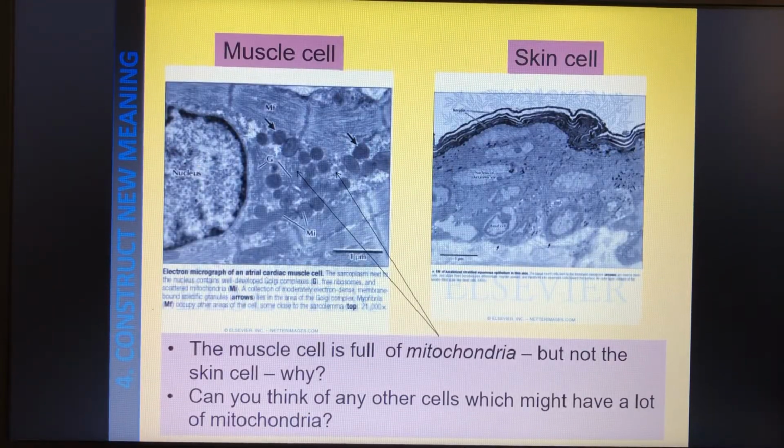Okay, we've got ourselves some pictures here, electron microscope pictures, and we can see here the muscle cell is full of mitochondria, but not the skin cell. Why do you think? Okay, so why do you think muscles contain lots of mitochondria, but the skin cell does not? And can you think of any other cells which might have a lot of mitochondria?